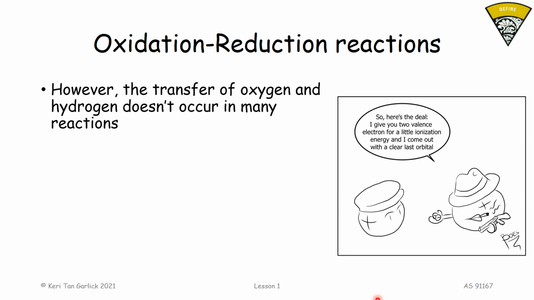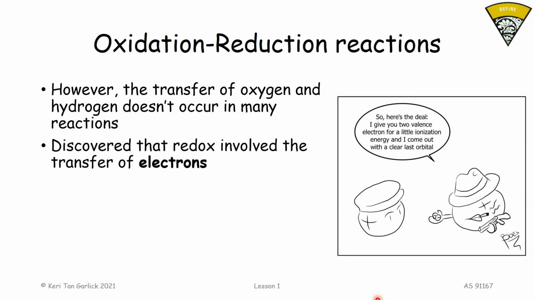However, there are a lot of chemical reactions that don't involve the oxygen and the hydrogen, and so once again, this definition needed to change and adapt with what we understand. Once we understood more about the atomic structure, that also helped us out. So what they eventually discovered is that redox reactions involve the transfer of electrons, and that's why I'm saying most of the reactions that we're talking about involve some transfer of electrons.